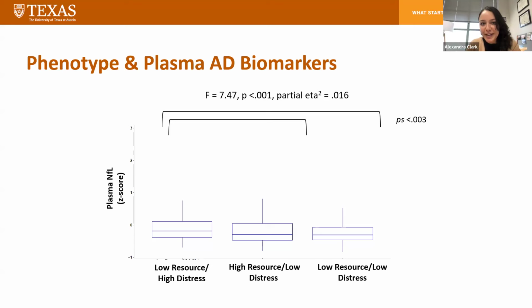But we also want to recognize that there are some seemingly resilient groups in the data set that need to be studied, and that we can really capitalize on understanding these people, especially as we think about prevention and intervention initiatives that are relevant to racially and ethnically minoritized older adults. Next slide, please.